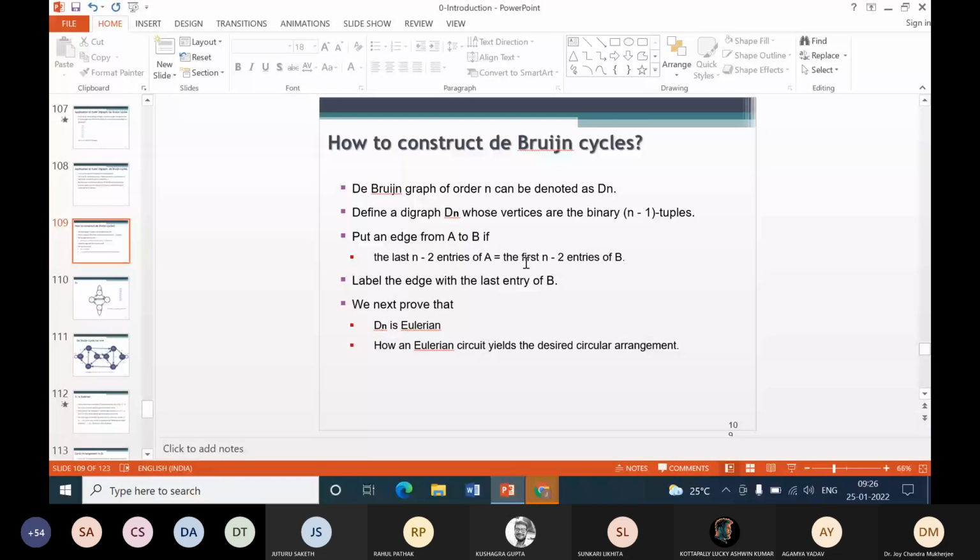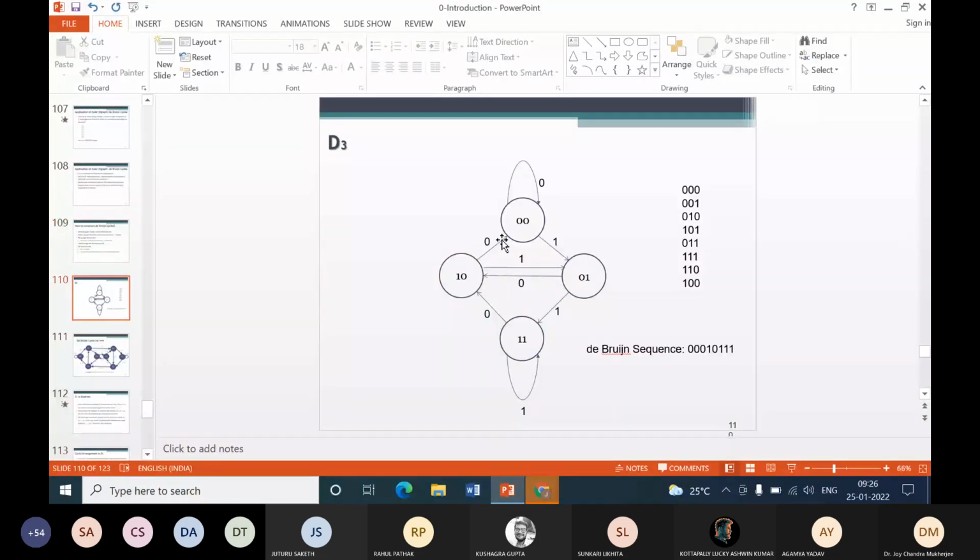Not only that, we will give a label to it. The label is: its last n minus 2 entries equal its first n minus 2 entries, and the remaining entry is its label. We'll see an example. Suppose 0 0 0 1.